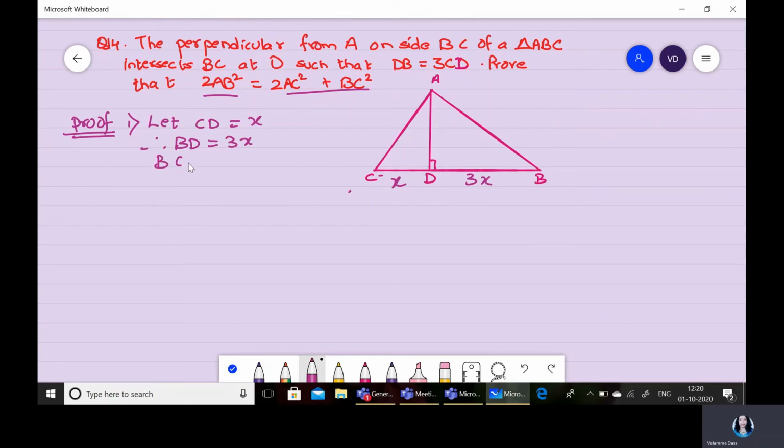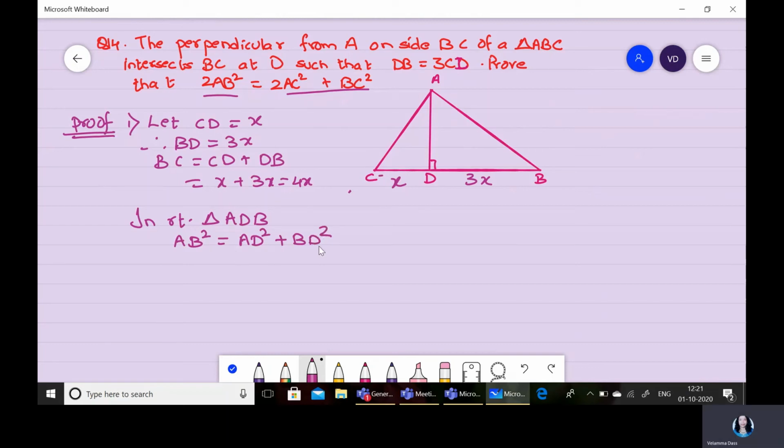Yes. So BC can also be found out as CD plus DB, that is x plus 3x, which equals 4x. Now let's take, as we said, just the LHS. LHS is AB square. So for AB square, I'll consider right triangle ADB. So AB square equals AD square plus BD square.